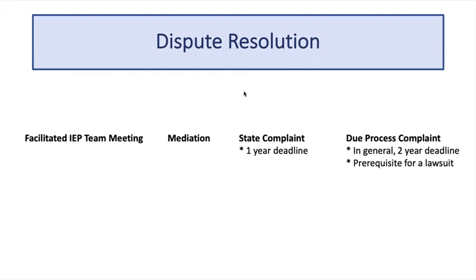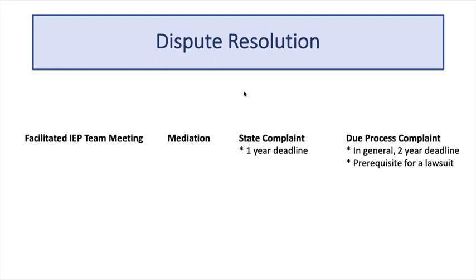Another one is a state complaint. So filing a formal complaint with the Colorado Department of Education, asking the Department of Education to investigate the matter. And if they find a violation of the IDEA, then they have the ability to require the school district to take certain action. There is a 1-year deadline to file that complaint. So it needs to address violations of the IDEA, ECEA that occurred within the previous year. And then the last option is a due process complaint. In most cases, there's typically a 2-year deadline to request a due process hearing. There can be some exceptions to that.